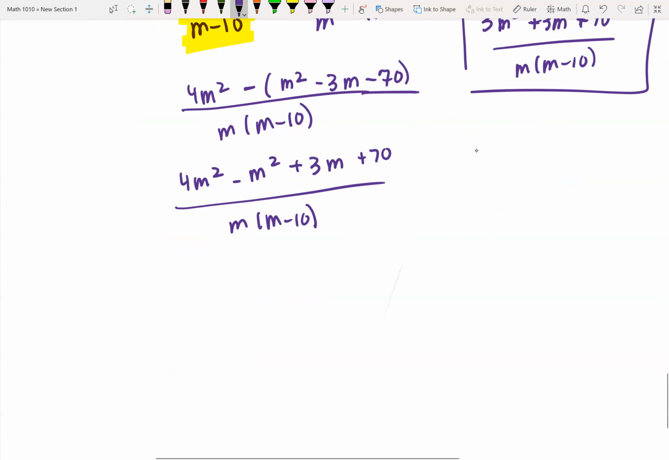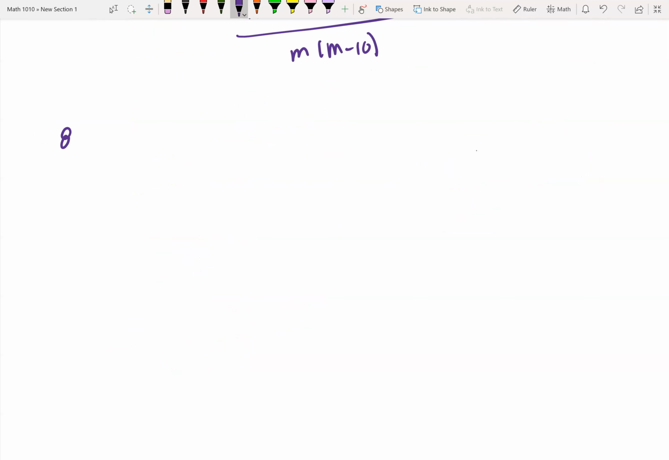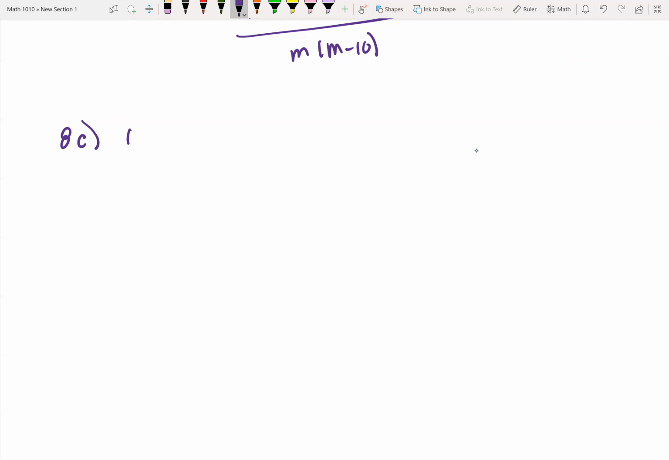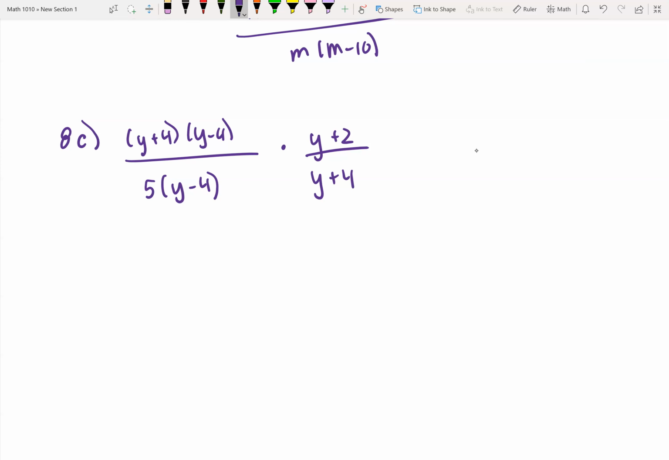That's my answer. Okay, question 8c, I'm dividing, so what I'm going to do is I'm going to factor the top, that goes to y plus 4 times y minus 4, factor the bottom, take out a 5, and I'm left with y minus 4. I'm actually going to change it to multiplication right now, and I'm going to take the second guy and flip it upside down.